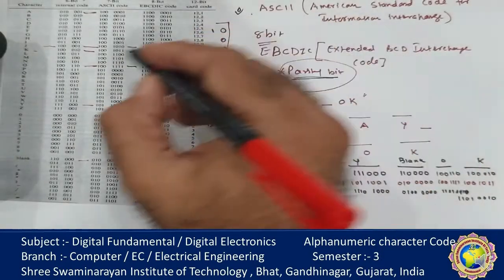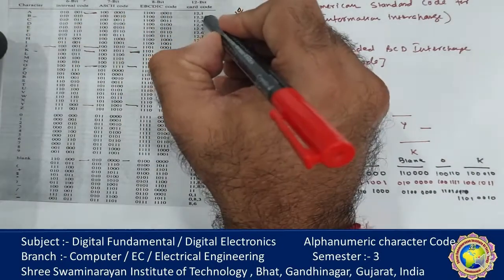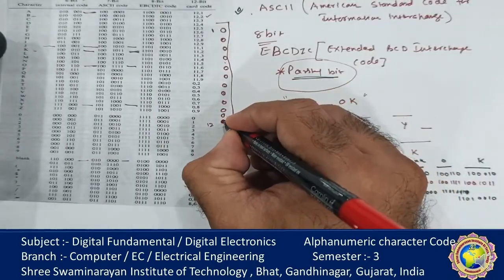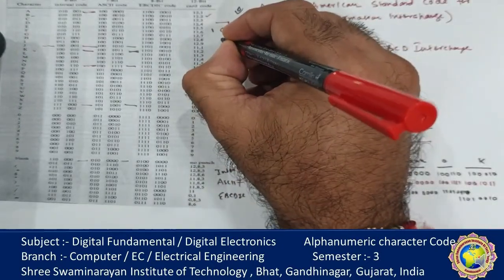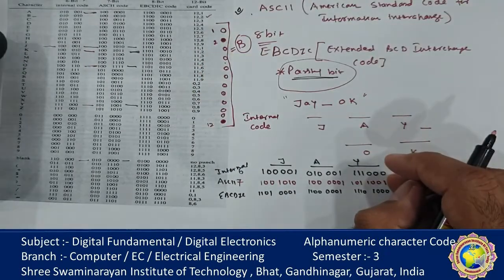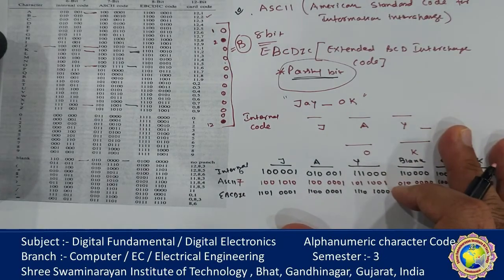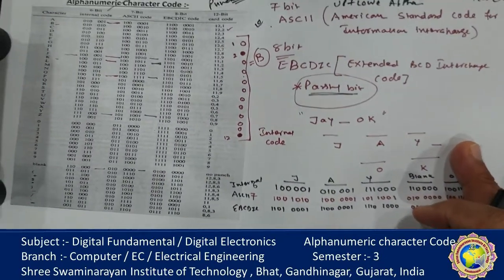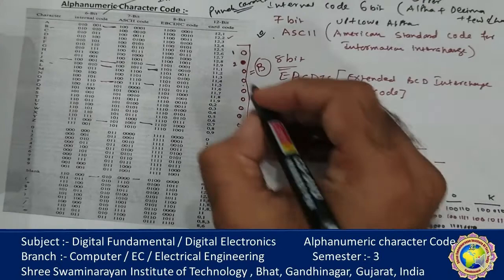So suppose here I want to represent B. B is 12 and 2. So my 12 here is punched and the 2 is punched. So it is equivalent to B. This is known as a punch card signal, where the card is such that every column has 12 positions.